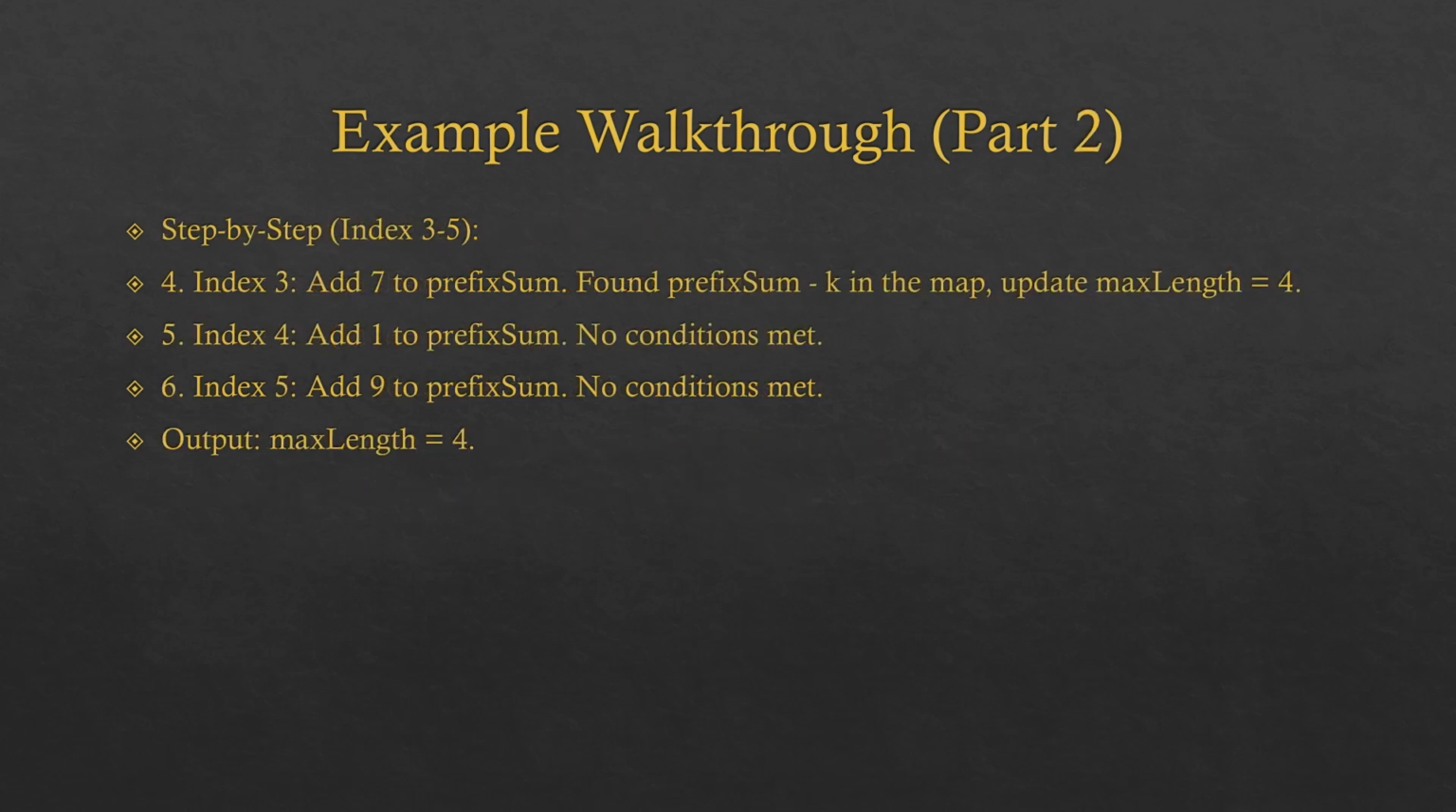Continuing with the example, at index 3, we find that the difference between the prefix sum and k exists in the hash map, allowing us to calculate the length of the subarray. By the time we finish traversing the array, the longest subarray with sum k is of length 4.